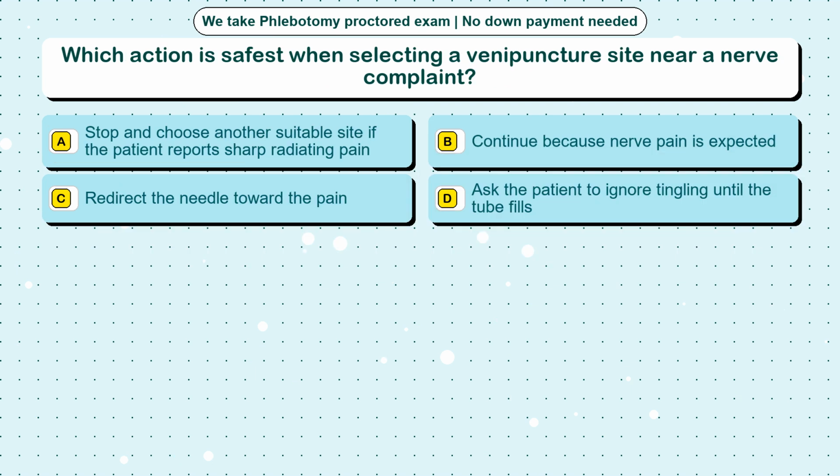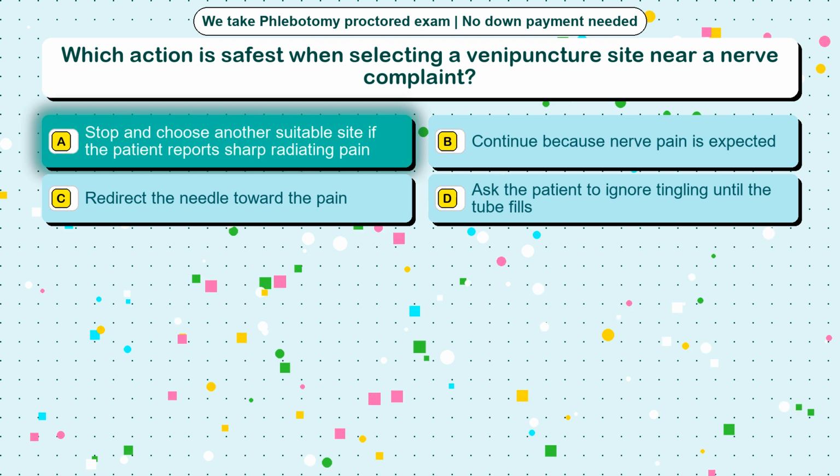Question 87. Which action is safest when selecting a venipuncture site near a nerve complaint? Option A. Stop and choose another suitable site if the patient reports sharp radiating pain. Option B. Continue because nerve pain is expected. Option C. Redirect the needle toward the pain. Option D. Ask the patient to ignore tingling until the tube fills.